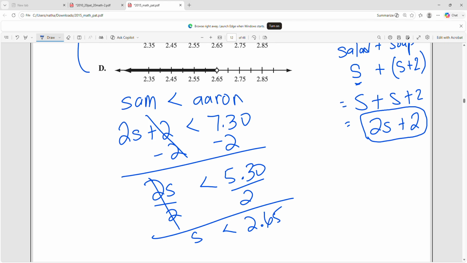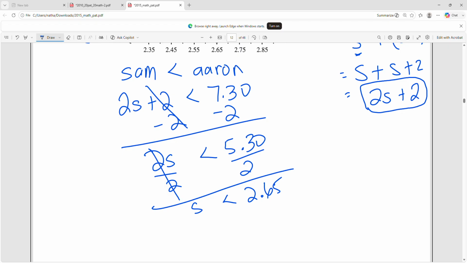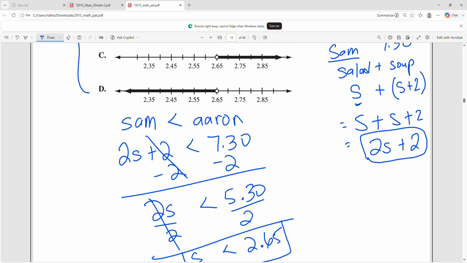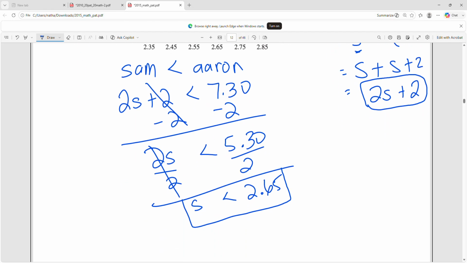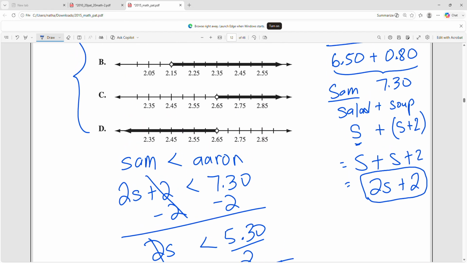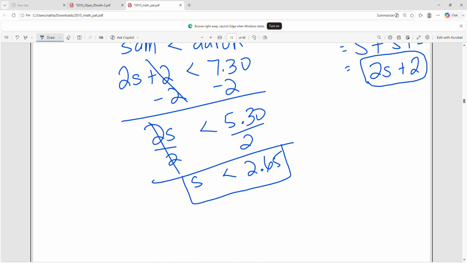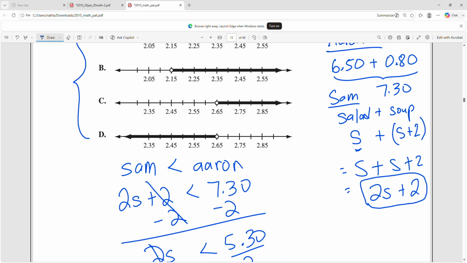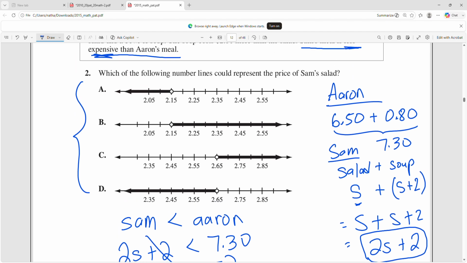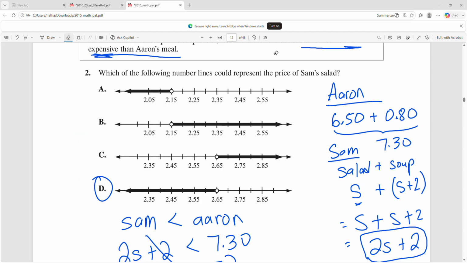So S is less than 2.65. That's saying we don't know the cost of the salad, but his salad needs to be less than 2.65, because his meal is less than Aaron's meal. If his salad were more than 2.65, the cost of his meal would be more than Aaron's. So let's find that one, less than 2.65, not including 2.65.